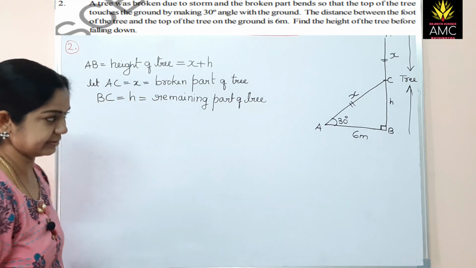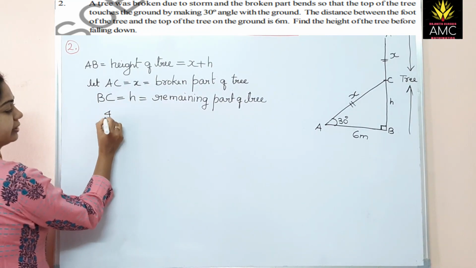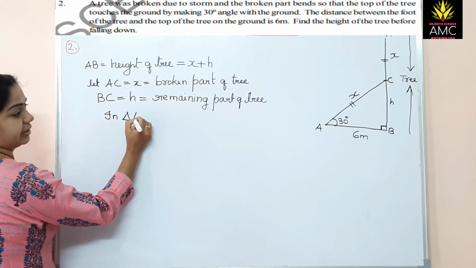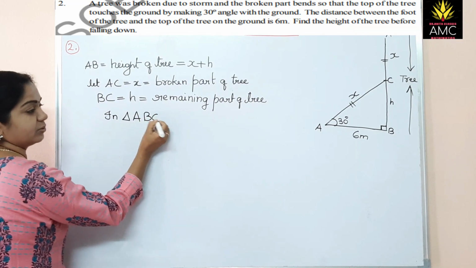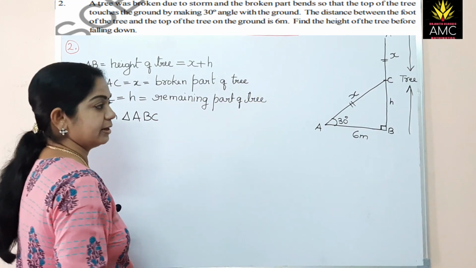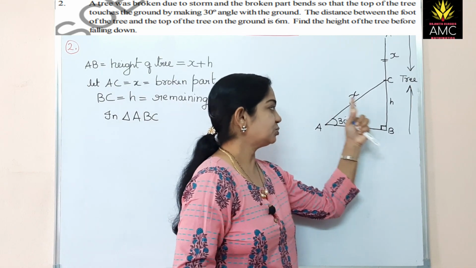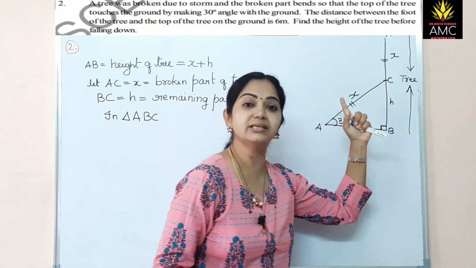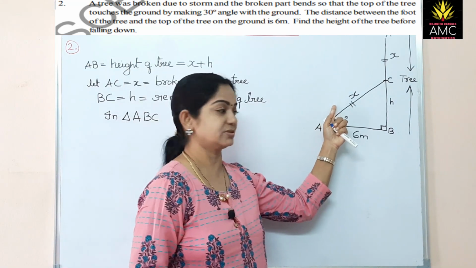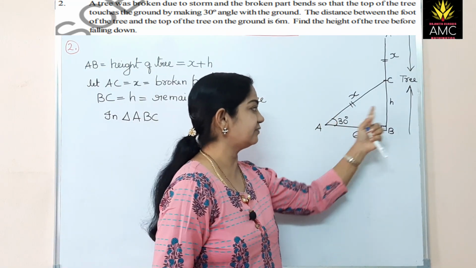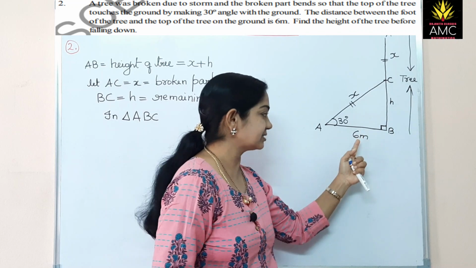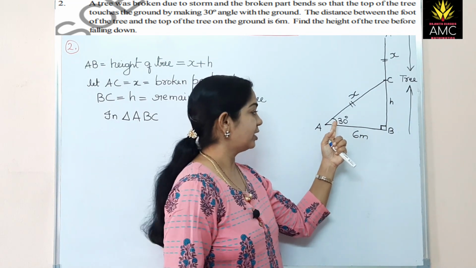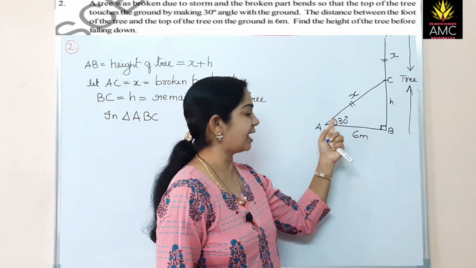Now see the right angle triangle ABC, or CAB. Here there are two unknown terms, x and h. When you are considering the right angle triangle, this is the hypotenuse, and from this angle, this is the opposite side, this is the adjacent side. So given is one adjacent side and one angle.